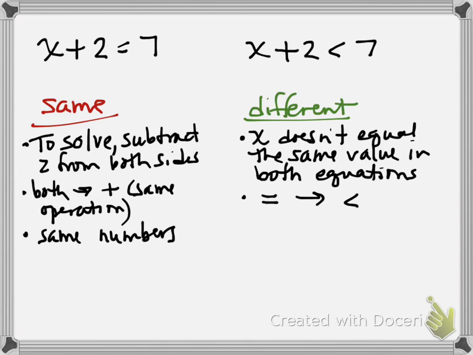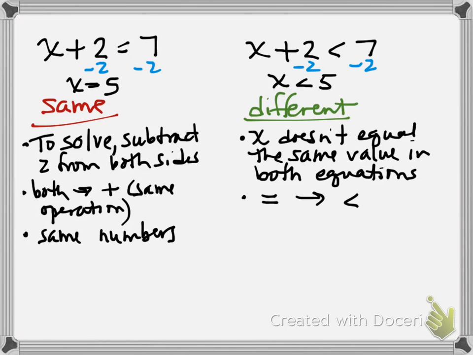Anything else you want to add? Okay. So if I were to solve, we already were told just subtract 2 from both sides. So I'm going to subtract 2 from both sides. So in the first one, we get x equals 5. In the second one, we get x is less than 5. So let's look at their answers.